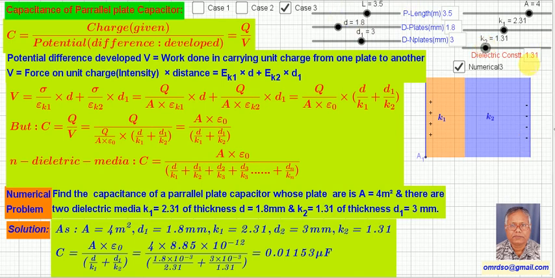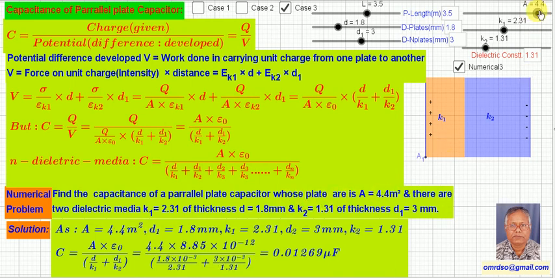So by selecting all this, what type of question is generated? Here it is. Find the capacitance of a parallel plate capacitor whose plate area is 4 meter square. If you want, you can increase it too. You can make it whatever, 4.5 meter square I am doing. There are two dielectrics. K1 is 2.31, D1 is 1.81, K2 is equal to 2.31, and the thickness of this is 3 mm. So using the same formula, A into epsilon naught upon D upon K1 plus D1 upon K2, putting the required values here, I get this one.